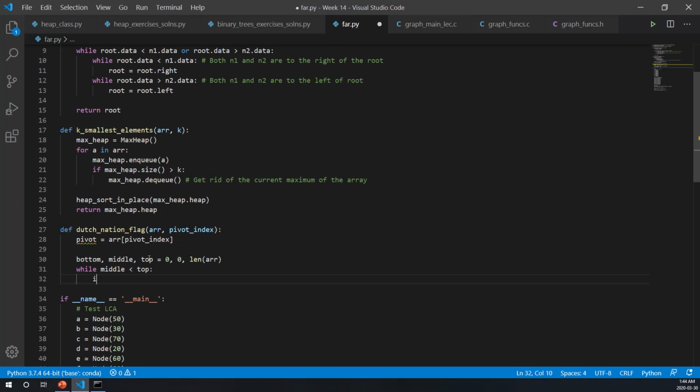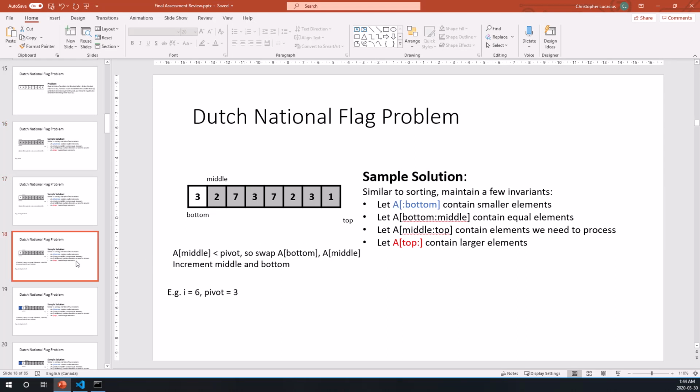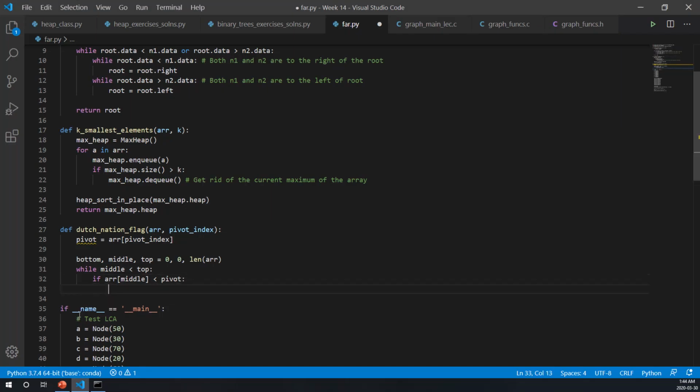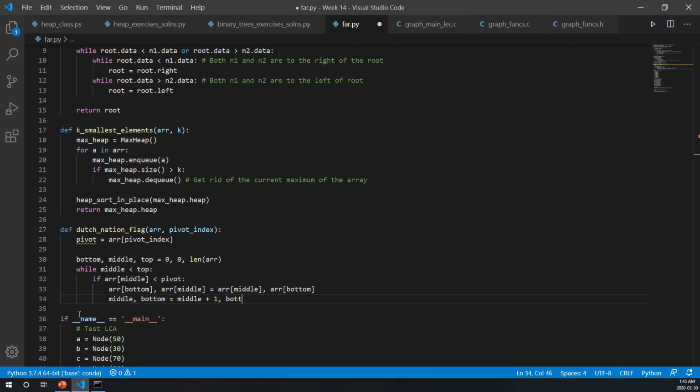So I'm going to do this while statement. I'm going to do while array of middle. If the array is ever smaller than the pivot, so that corresponded to this situation here, I'm going to swap A of bottom and A of middle, and then increment middle and bottom indices. I'm going to set array of bottom, array at middle, equal to array at middle, array at bottom. Okay, and I'm going to set middle, bottom equal to middle plus 1, bottom plus 1. I'm going to increment both of them.